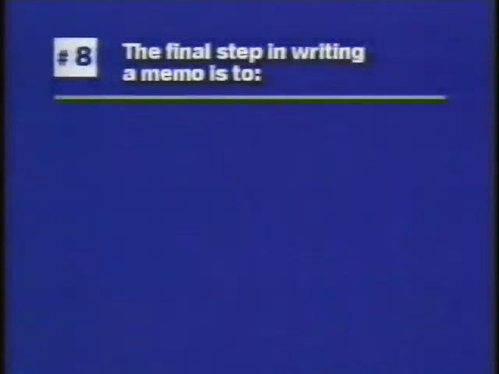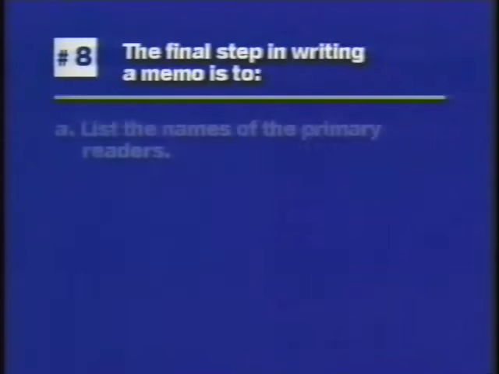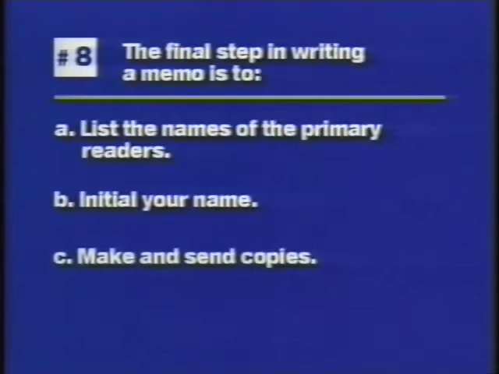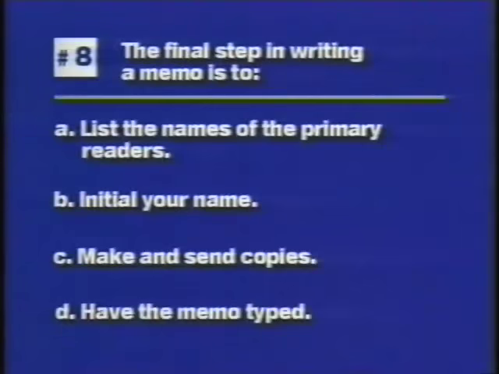Question 8. The final step in writing a memo is to A. List the names of the primary readers. B. Initial your name. C. Make and send copies. D. Have the memo typed.